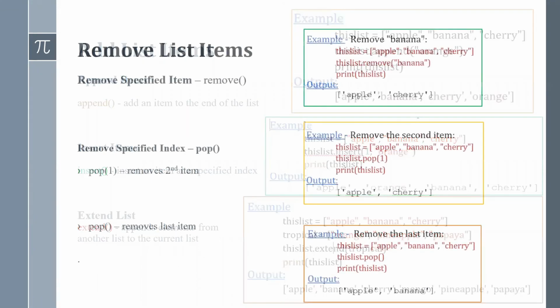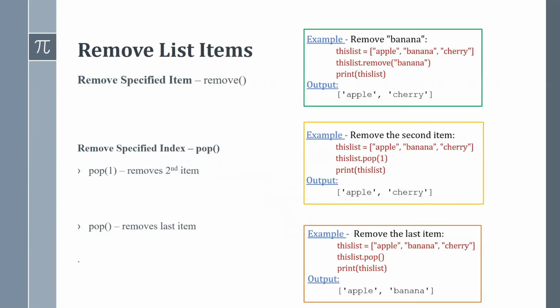Okay, so now we have seen how to modify an index. We have seen how to add elements to the list. What if you want to remove an element? You want to remove values from the list, not replace, remove it. Okay, I just want it to be gone.